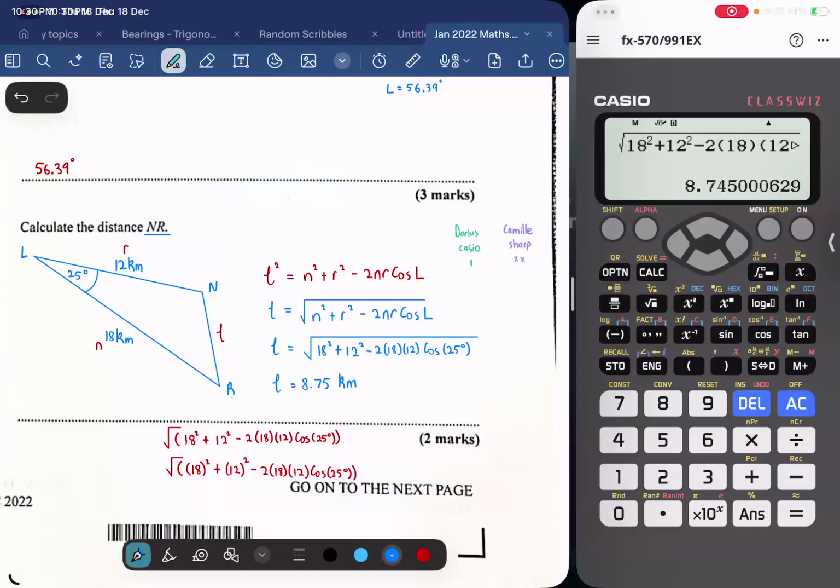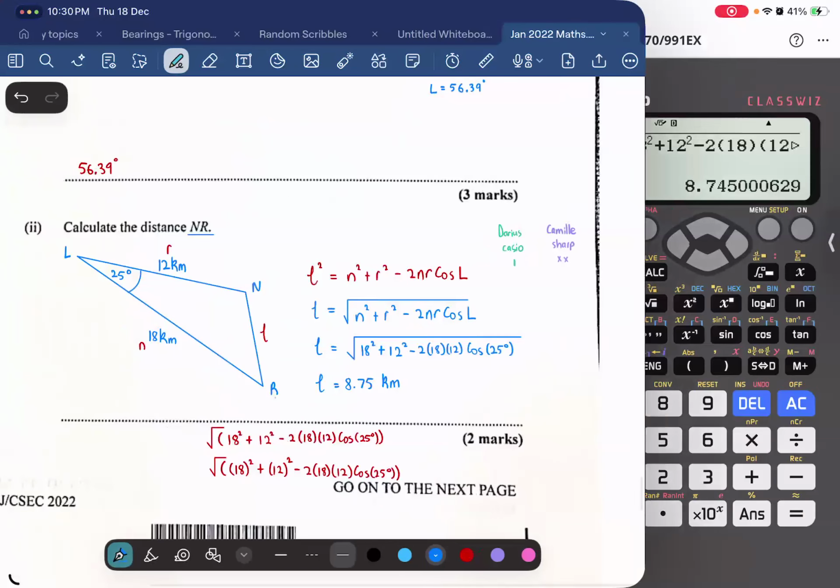In my Form 5 class, after we finished trigonometry, we actually finished circle theorem already. This is what I ended off with my Form 5 class. Somebody asked me about completing the square. Now, completing the square is more of a hard maths topic, not really a maths topic. You won't really see completing the square in regular maths. You'll see it in hard maths.